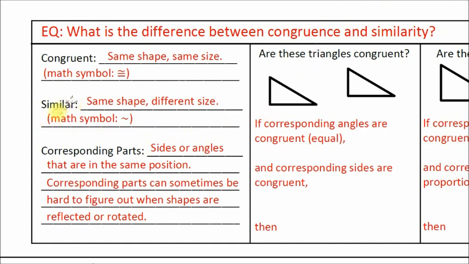All right, a little bit of a review. Congruent means same shape, same size. And our math symbol looks like an equal sign with a little tilde or a squiggly on top of that. Get used to that symbol. You'll be seeing that a lot.